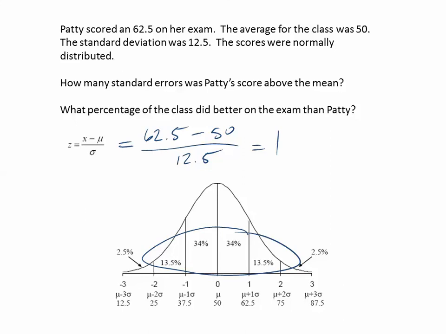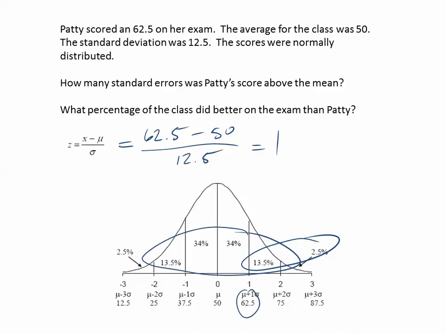Second question, what percentage of the class did better on the exam than Patty? Well, we can do basically 3 methods. The first method is approximating. We can see that Patty's score is here at 62.5. So approximately 13.5% plus 2.5%, which gives us 15%, or 16%, of the class did better than Patty.